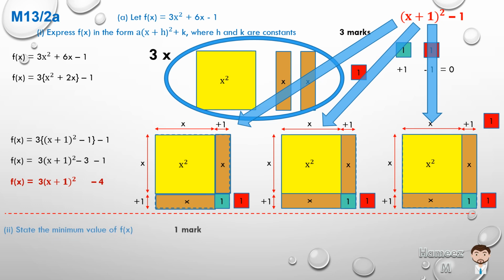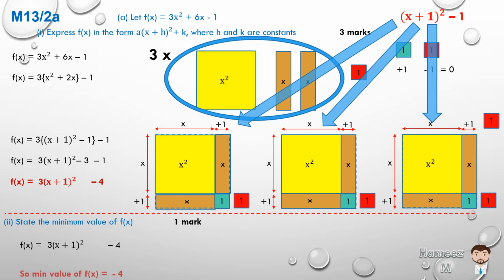Part 2, state the minimum value of f of x. And if we have it in this form, the smallest value of anything that's being squared is 0. So if we consider that the squared part works out to be 0, then f of x is equal to minus 4. That will be the minimum value.